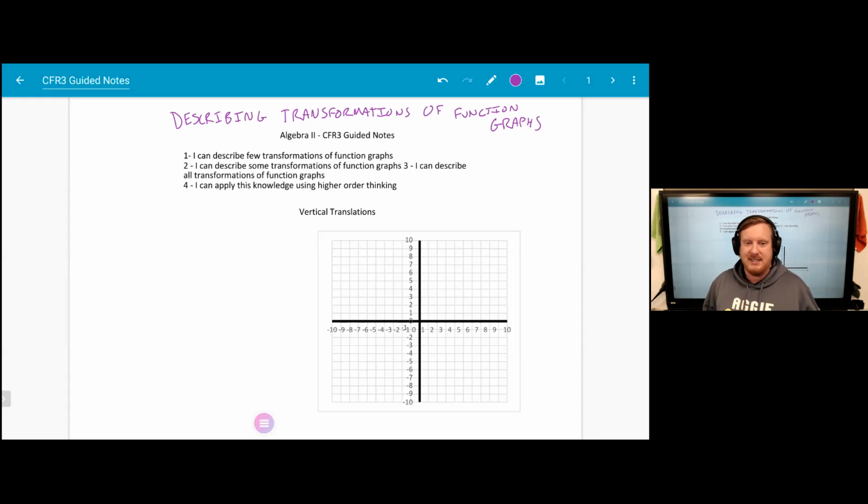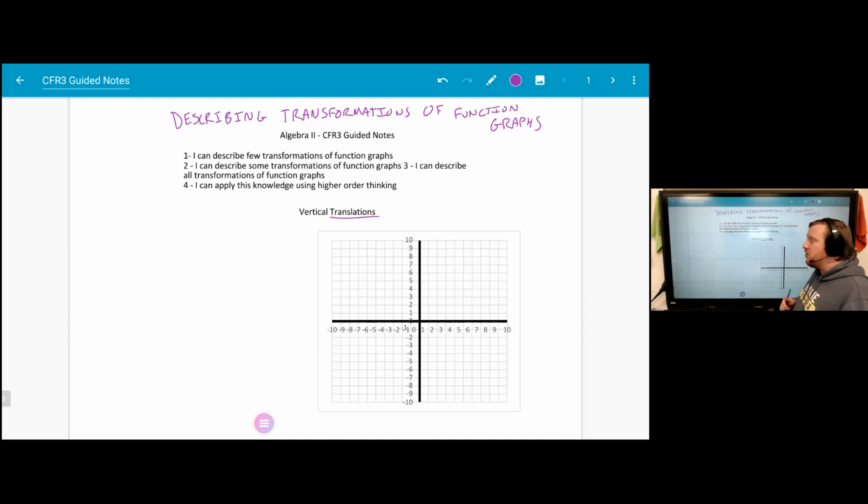start with vertical translations. If you remember back to geometry, a translation may move something, but it does not change the shape. It doesn't change the shape, just position. So vertical translation is going to move it up and down. So this is up or down. And this part of translation changes location, not shape.